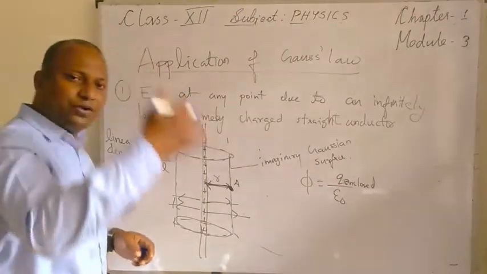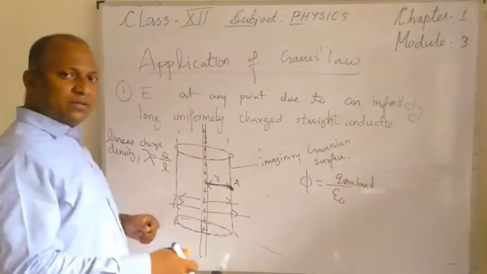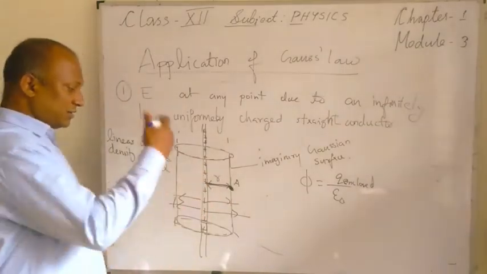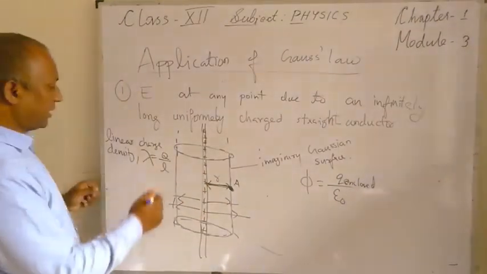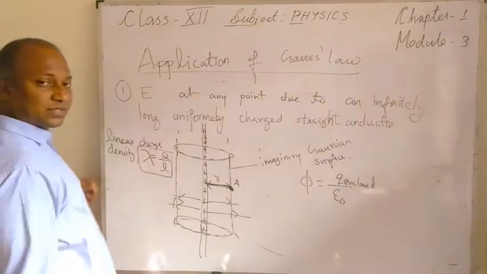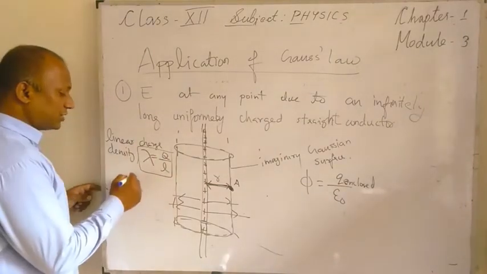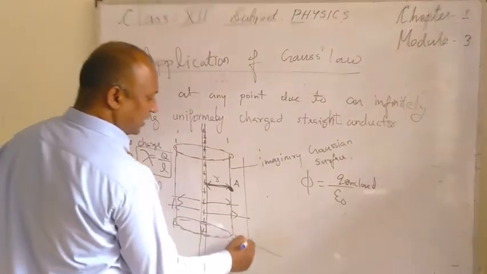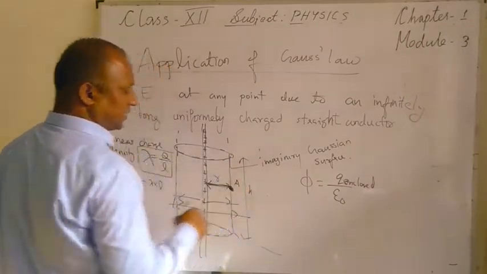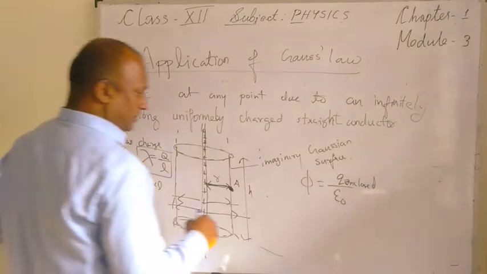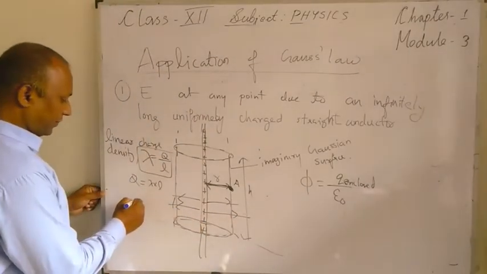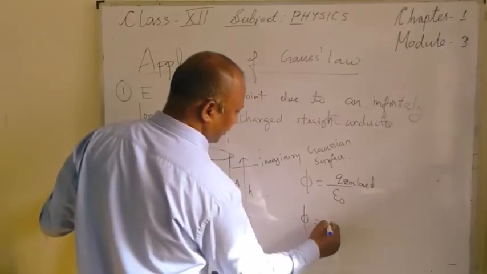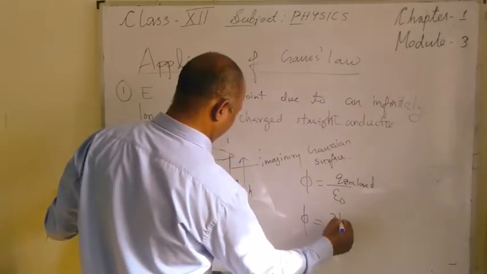So everywhere the uniformity is the same. The charge is uniformly distributed, uniformly charged. So it is simple that we can use this concept. Lambda is equal to Q upon L. So Q is equal to how much? Lambda into L. So suppose the height of the imaginary cylindrical Gaussian surface is h. Then what is the Q over here? Lambda into h. So phi is equal to Q, lambda into h, upon epsilon.